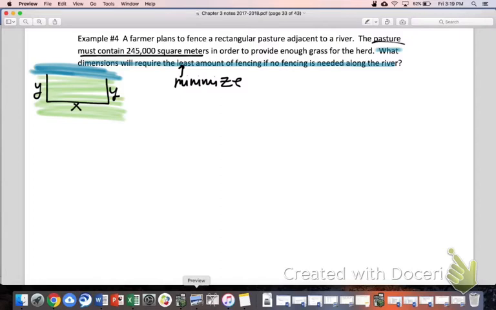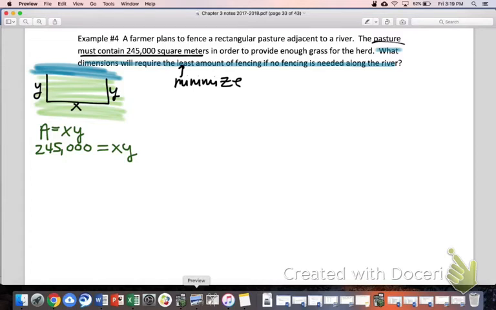Okay, so let's deal with the 245,000 square meters first. That is an area concept, and so I'm going to write area equals x times y, right? The area of a rectangle is x times y, and we know that it's supposed to be 245,000 square meters. But it's important to note we are not trying to minimize area. The area has to be exactly 245,000. We are trying to minimize the amount of fencing we need.